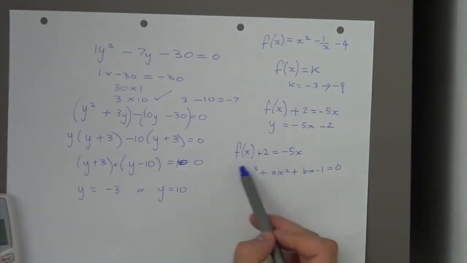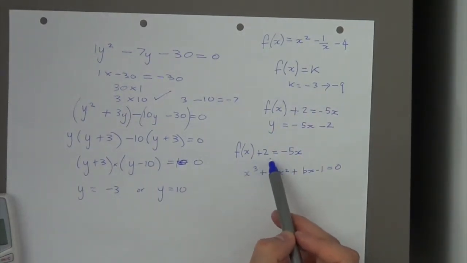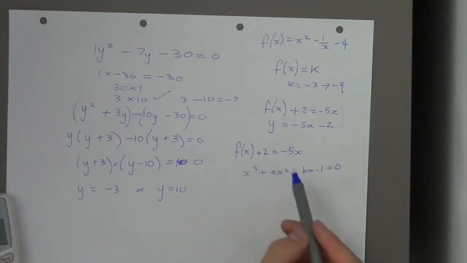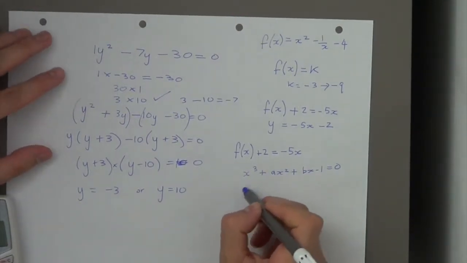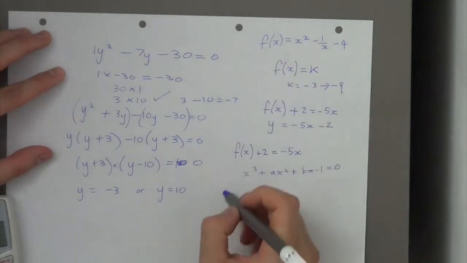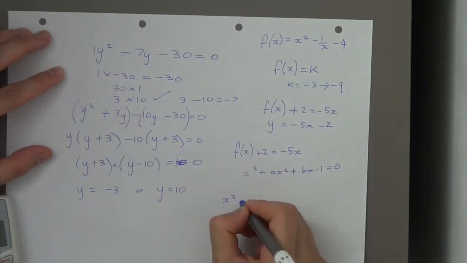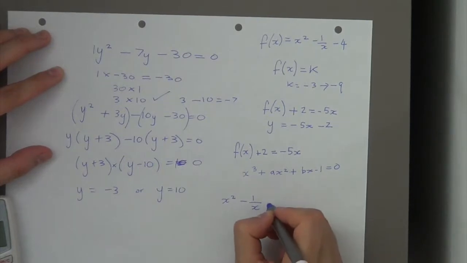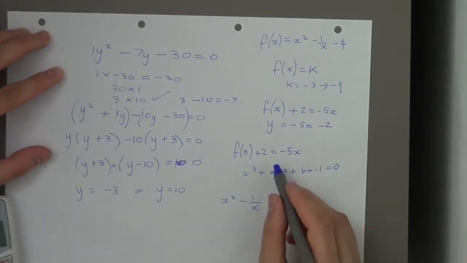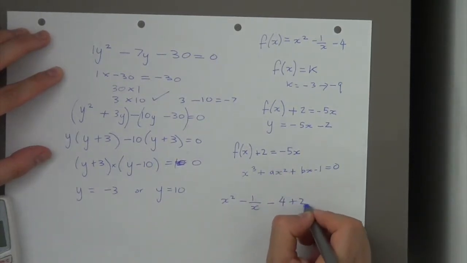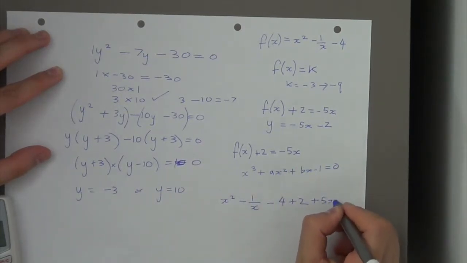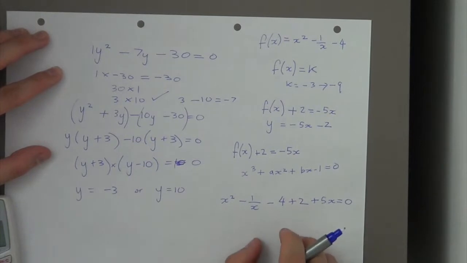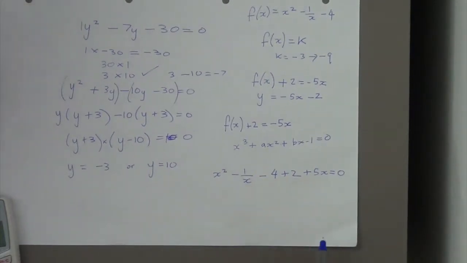Now it's telling us that original equation we need to plus 2 and then equals -5x, to give us this form. So, how do we do that? Well, first of all, let's write this. So, x squared minus 1 over x minus 4 plus 2, and I'm going to plus the 5x to this side, so equals 0. Okay, so I've got that.